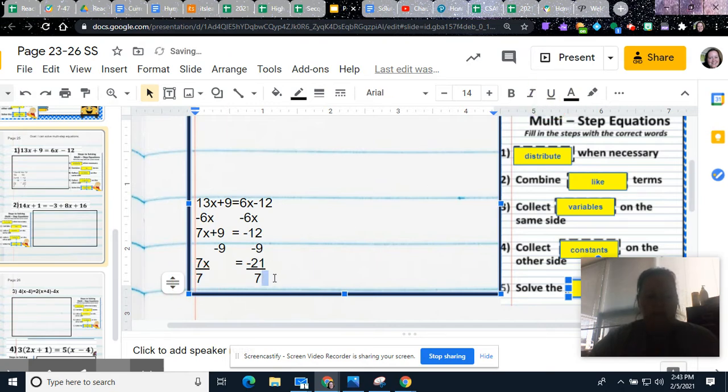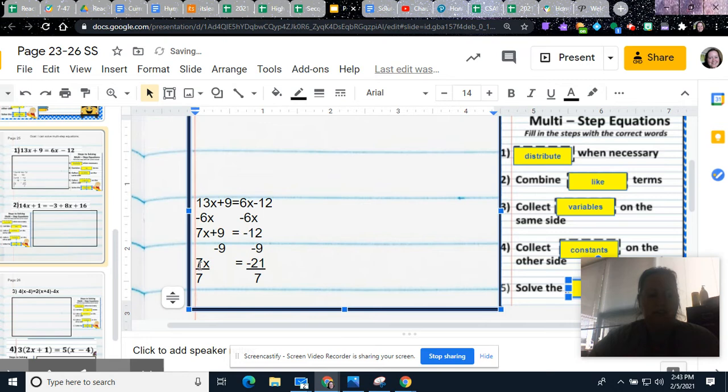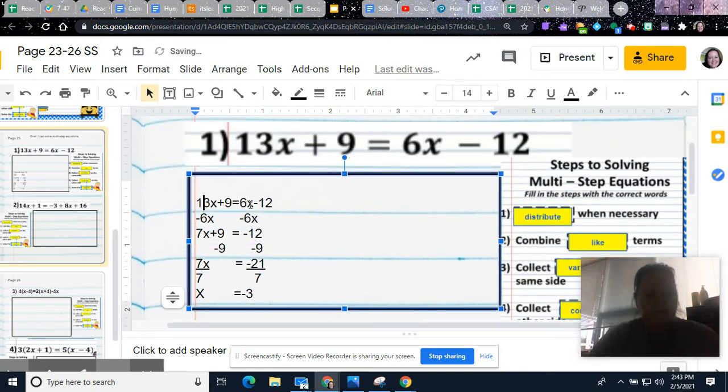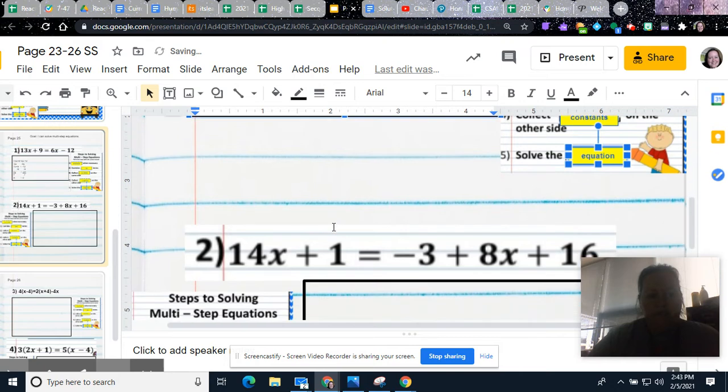We don't need that. So then 7x divided by 7, those are going to cancel, and you're left with x equals negative 21 divided by 7 is a negative 3. So hopefully you got a negative 3 on that equation. And move that up a little more. Oops. Now let's try number 2.